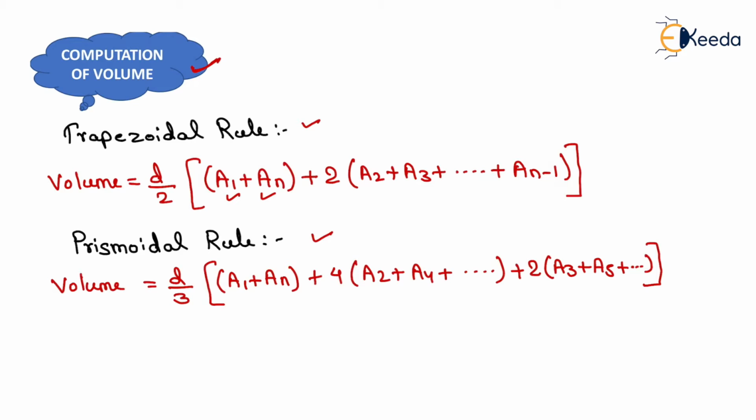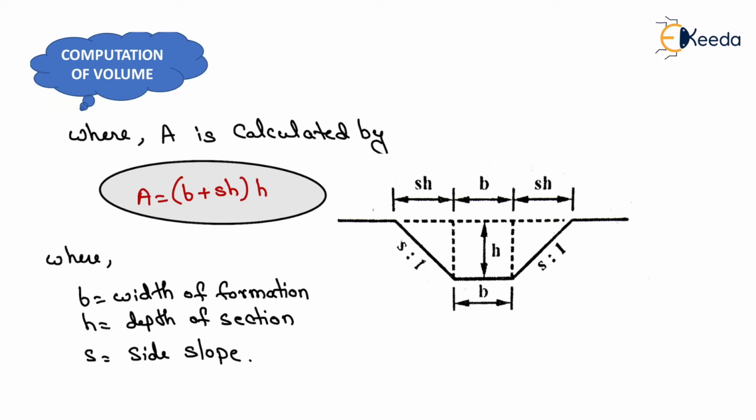Now how can we compute the value of areas? So we will use this formula, that is (B plus SH) times H. This is the cross section which is shown here. Here B is the width of formation, H is the depth of section, it will vary as the section varies, and S is the side slope. So according to this formula, we can calculate the values of A at regular intervals. Okay students.